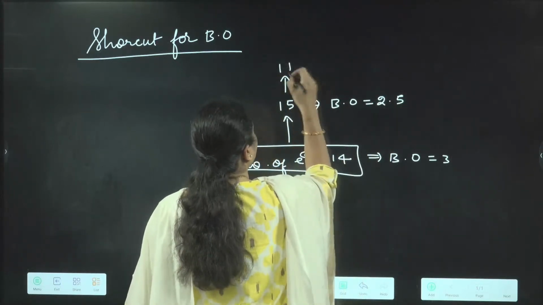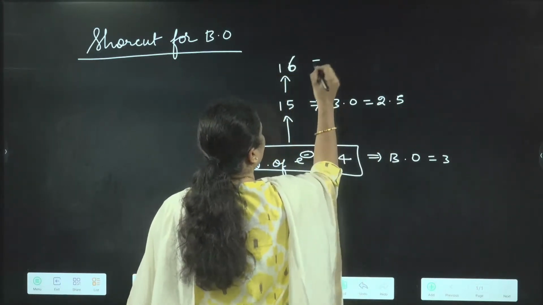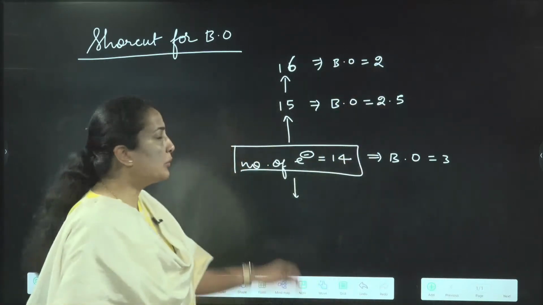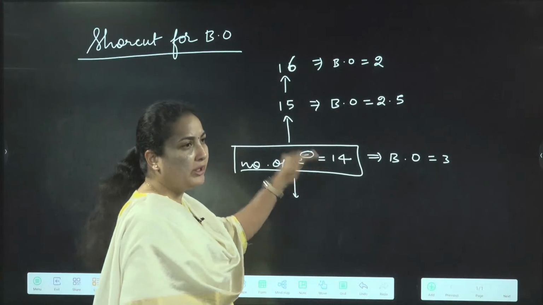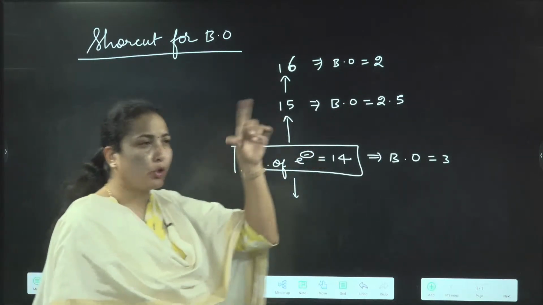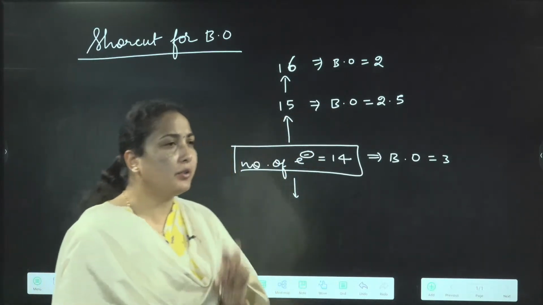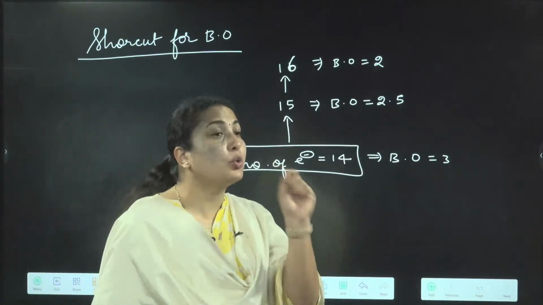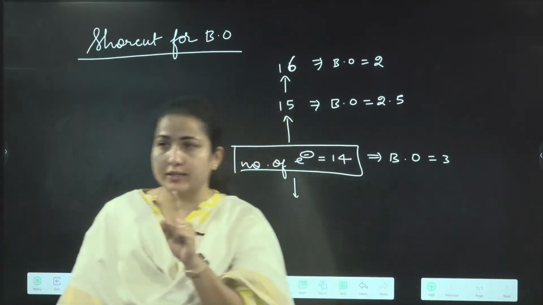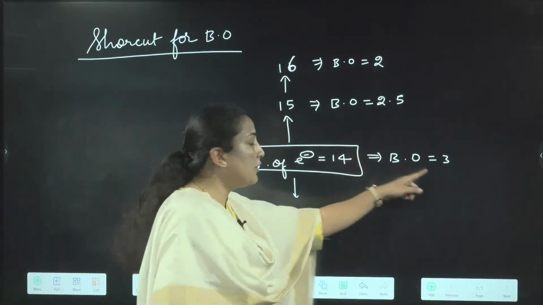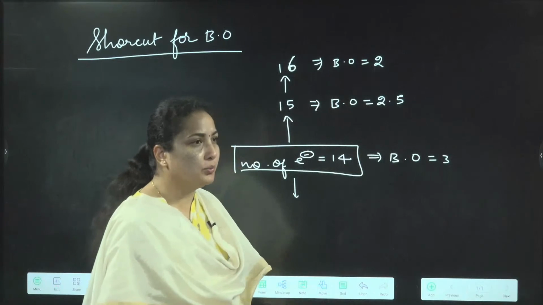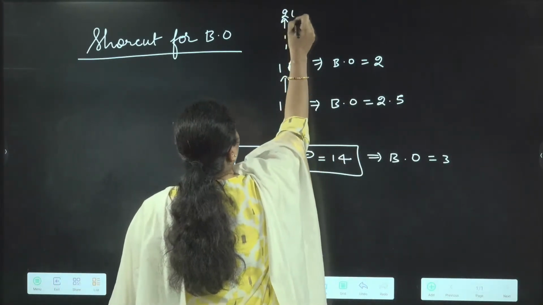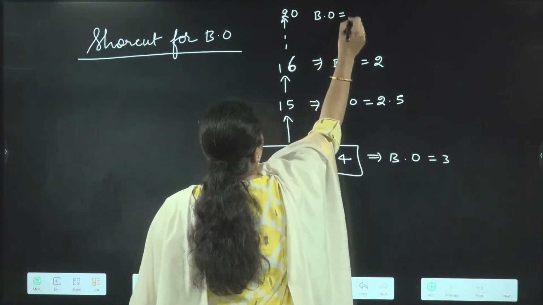Similarly, now 16, because I've added 2. So the bond order will be reduced by 1. You can do it directly with respect to 14 and 16 if you compare. How many electrons have you added? You have added 2 electrons. Per electron you have to reduce 0.5. So 2 into 0.5 is 1, right? So you subtract 1 from 3. That's how you are getting 2. You have to continue this till you have 20 electrons, because the bond order there will be 0.